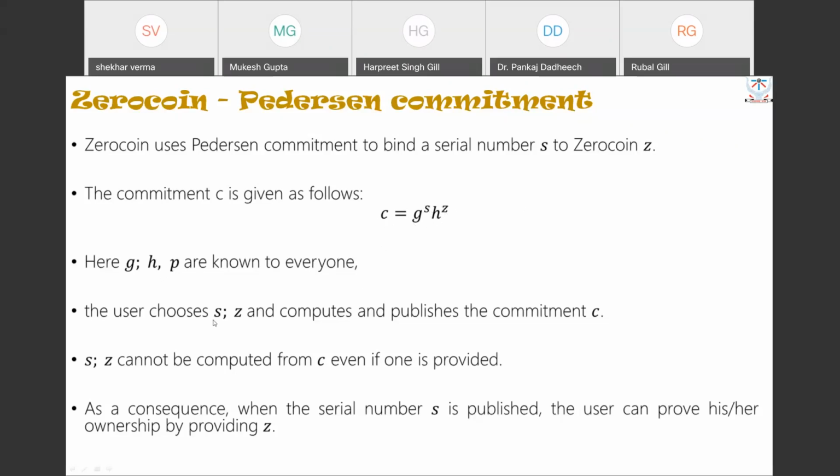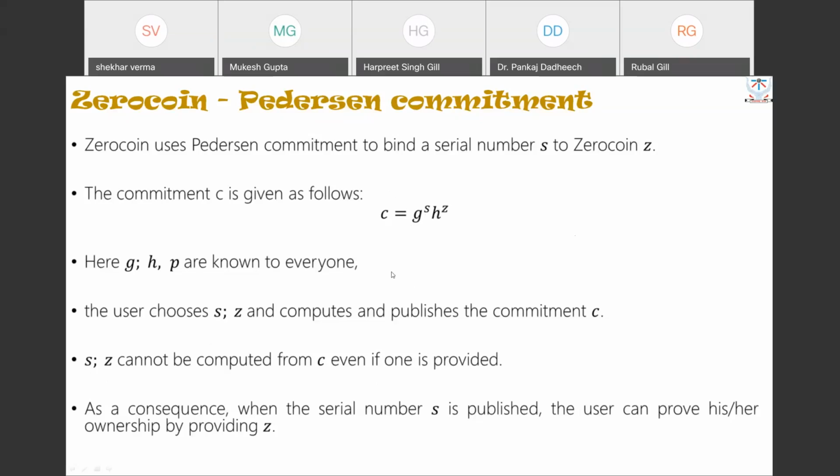So the user chooses S, Z and computes and publishes C. Now when it publishes C, it cannot change this. Anybody who's seeing it cannot compute S even if everything else is provided. If S is not provided, and C, G, H, Z are provided, you cannot calculate S. But you can easily verify. If I give you an S, you can easily verify that this statement is correct.